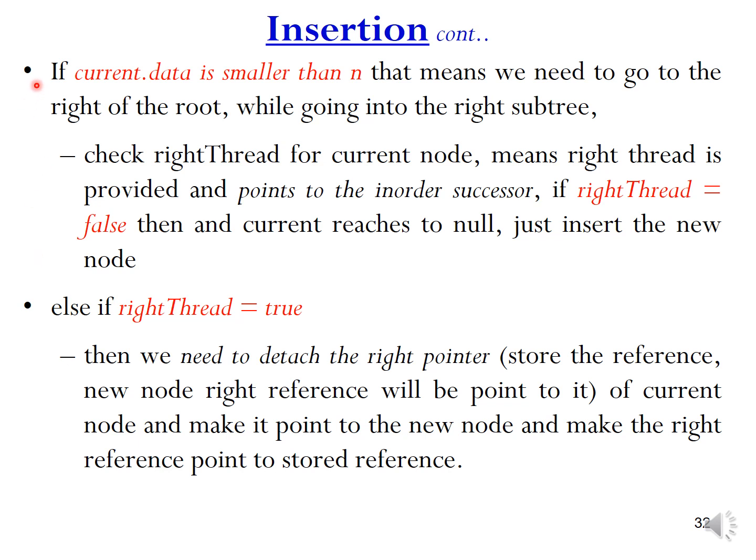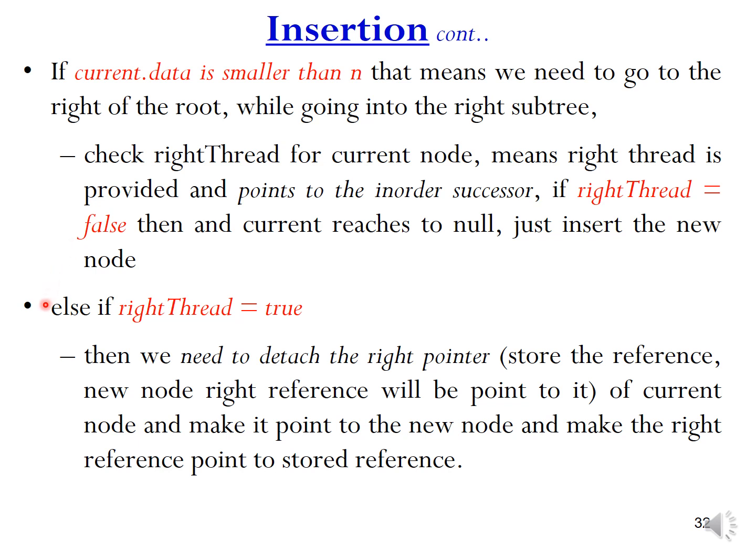If current.data is smaller than the node, that means we need to go to the right of the root. It means we have to go to the right of the root while going into the right subtree. Check the right thread for the current node. If the right thread is provided, it points to the inorder successor. If right thread equals false, and current reaches null, just insert the new node here.